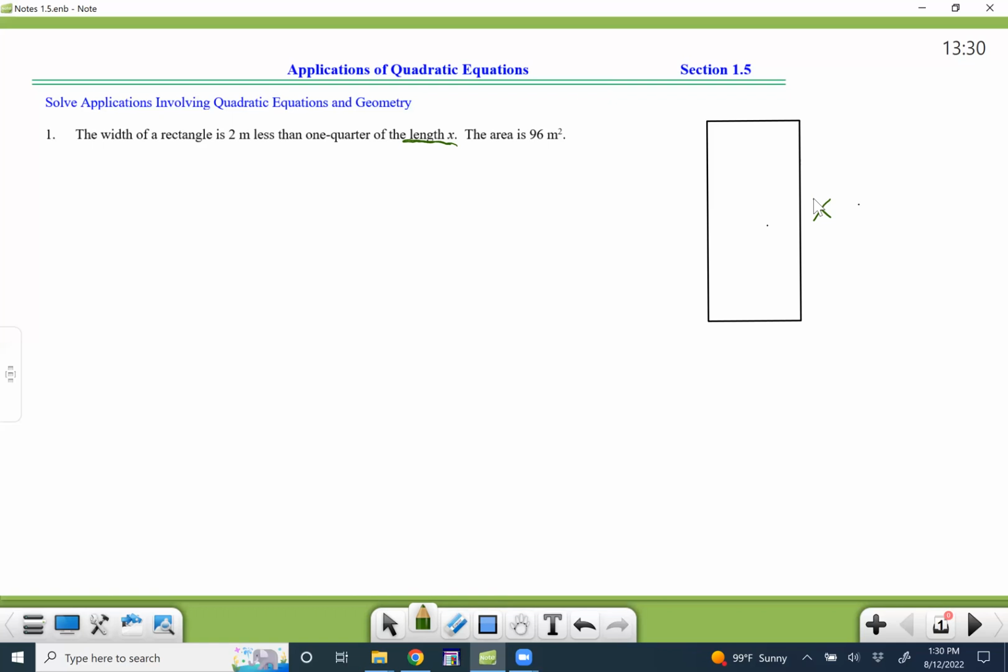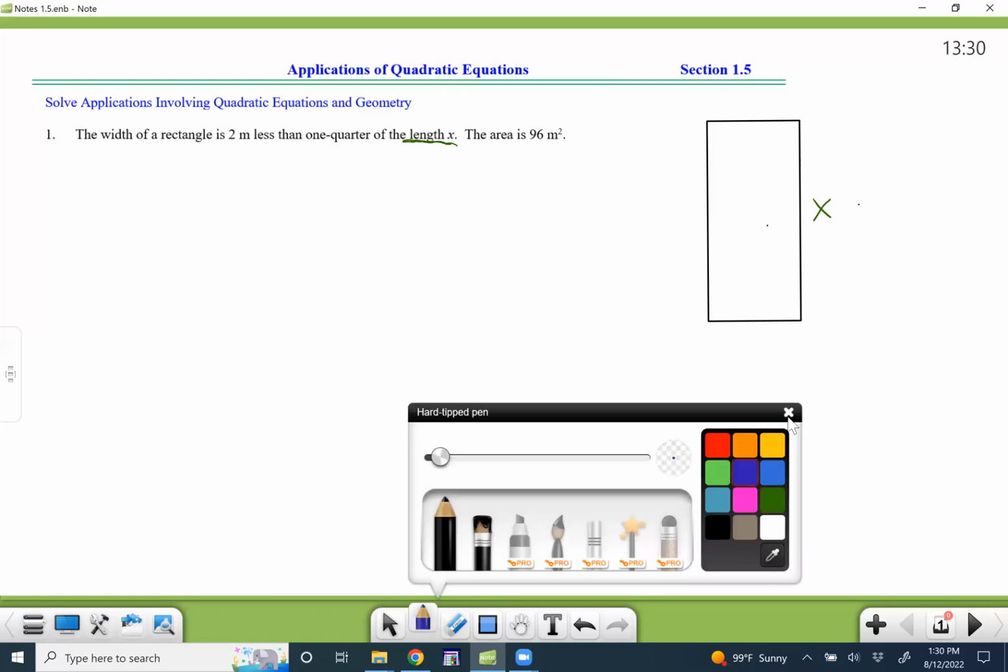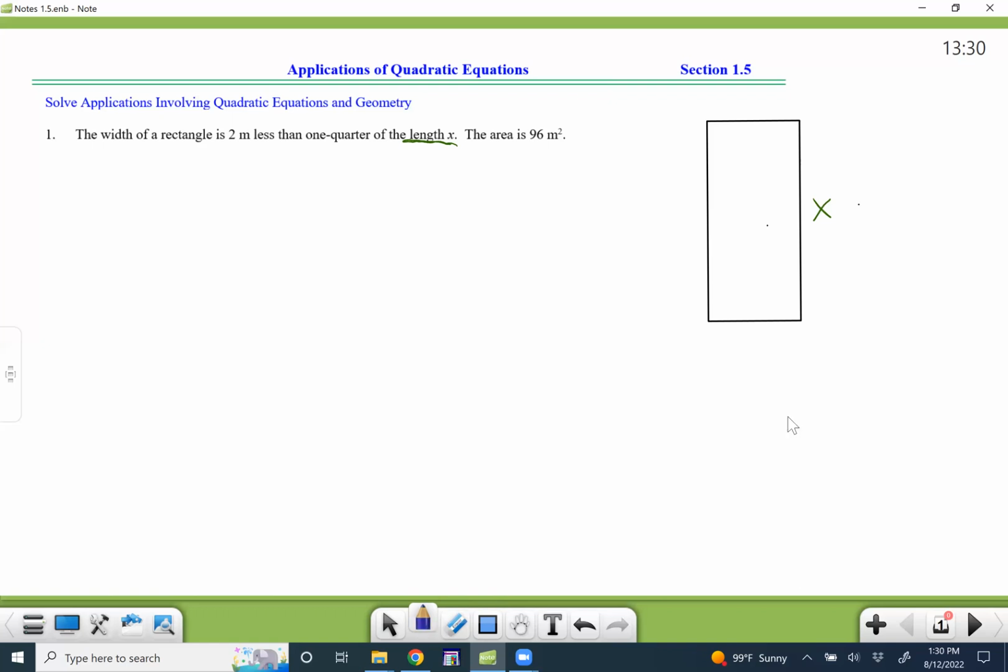Okay. All right. So it says the width is 2 meters less than 1/4 of the length x. So if you read carefully, they're saying straight up, the length is x. You can read that sentence a few times, but you can see with this statement right here, 1/4 of the length x. So I'm going to label the longer one, the length x. Now I have to worry about what the width is, right? The width of a rectangle is 2 meters less than 1/4 the length. If you were to do that word for word, you just took that, and as they're saying in English, you say it in math.